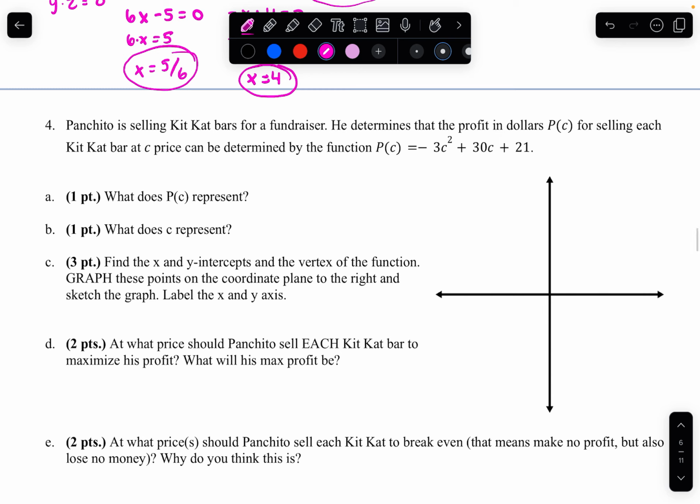Number 4. Panchito is selling Kit Kat bars for a fundraiser. He determines that the profit in dollars for selling each Kit Kat bar at C price can be determined by that function. Okay, so I know that because I have a negative leading coefficient and a second degree function, my graph should look something like this. It's going to be an upside down U because of that negative leading coefficient, and it's going to be U-shaped because it's second degree.